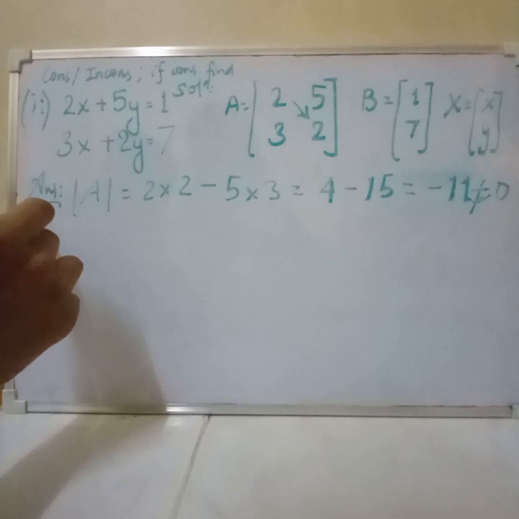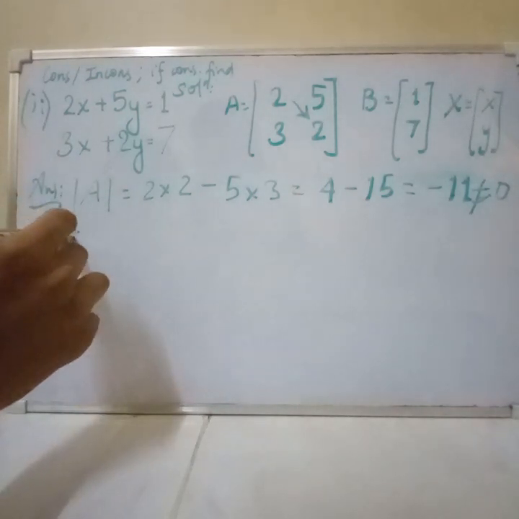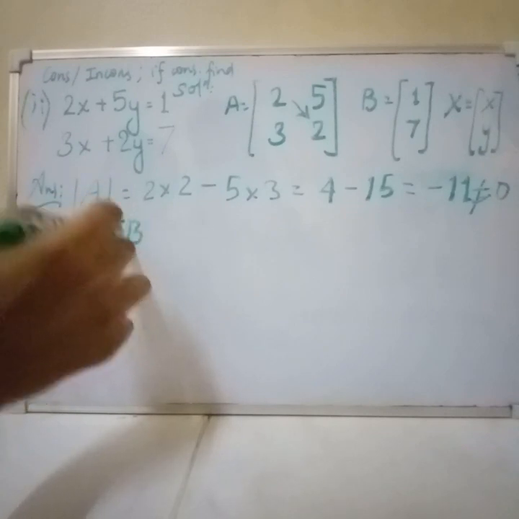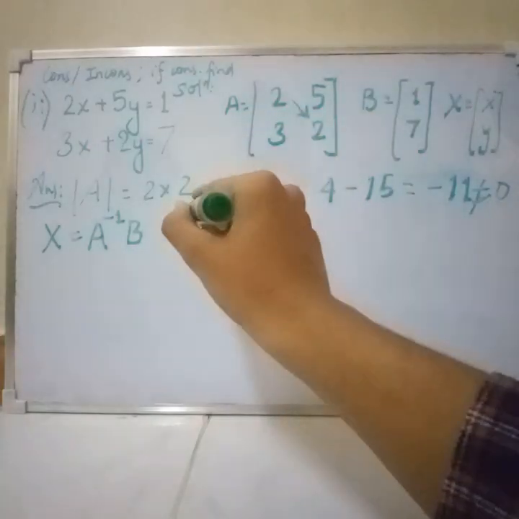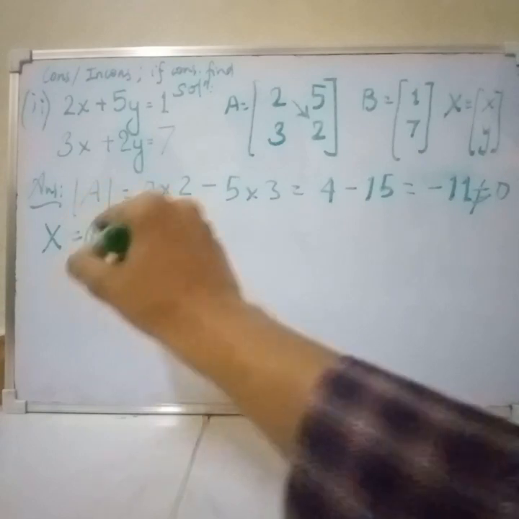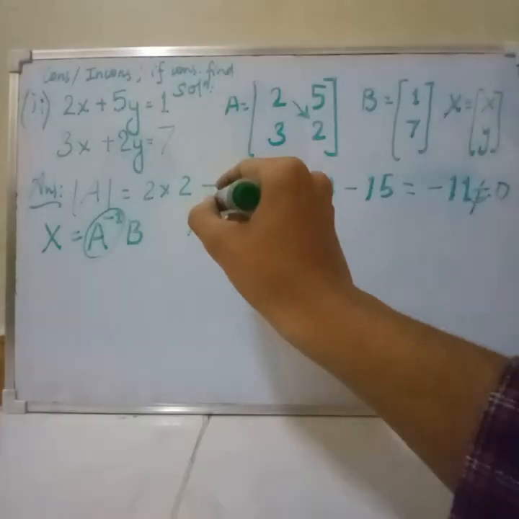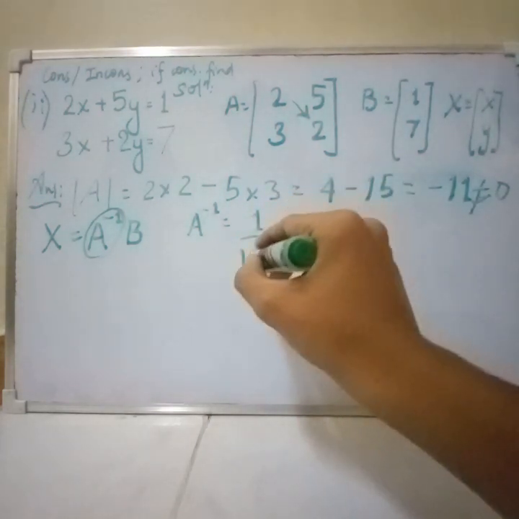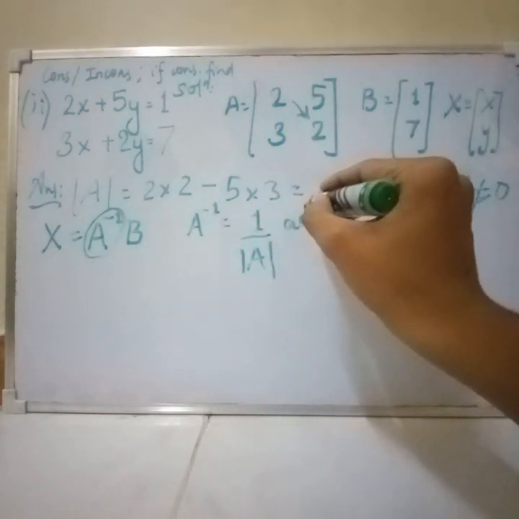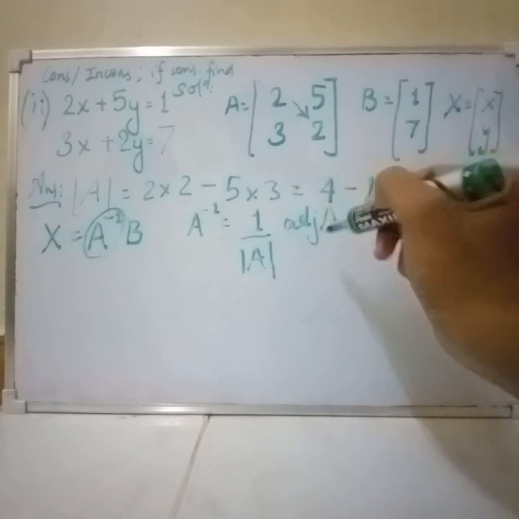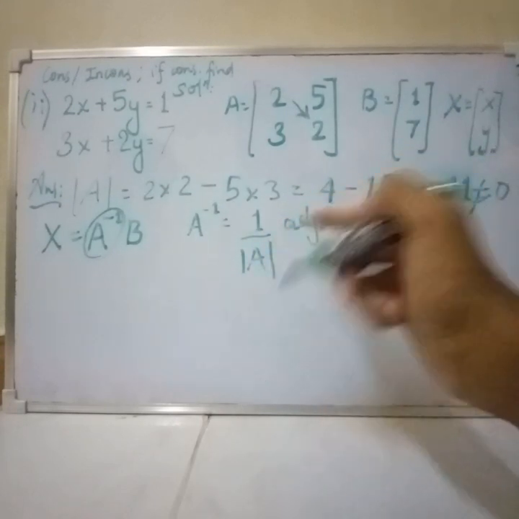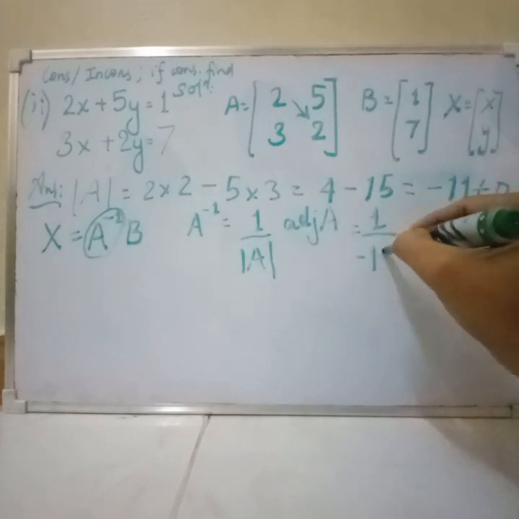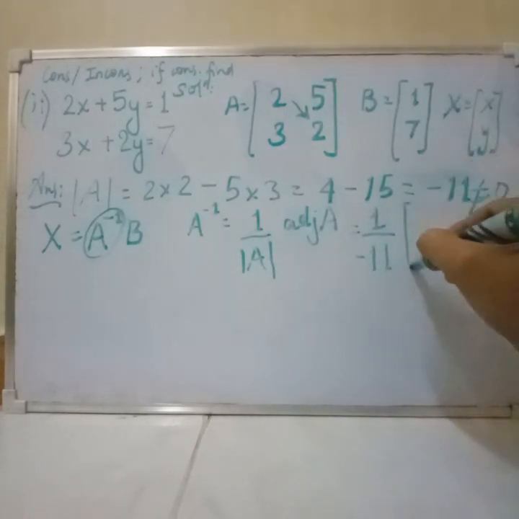So now we can proceed with the equation X is equal to A inverse times B, and for that we need to find A inverse. A inverse is equal to 1 over the determinant of A multiplied with the adjoint of A. We already have the determinant of A. It will be 1 over minus 11 multiplied with the adjoint of A.